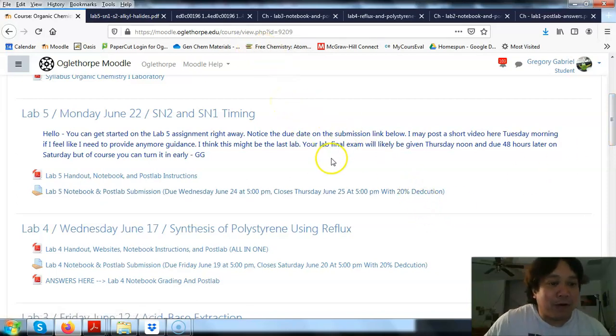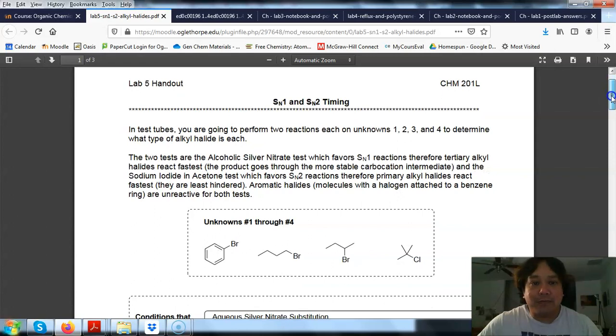Oh, before I do that, while I'm on Moodle, your notebook and post-lab submission will be due on Wednesday at 5 o'clock. Now let's take a look at the handout.